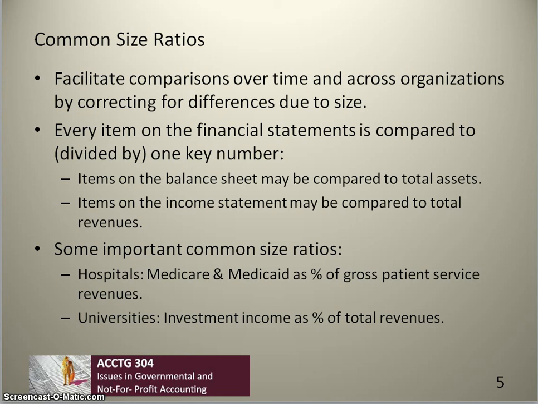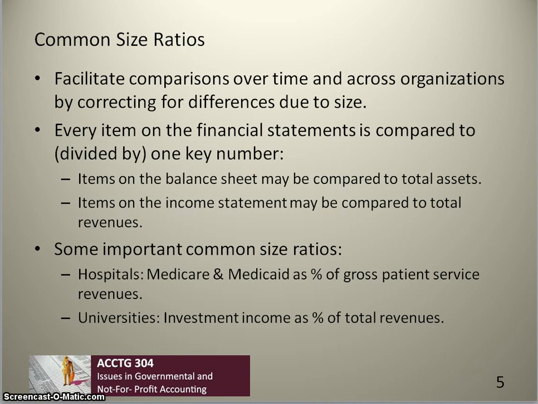In calculating a common size ratio, every item on the financial statement is compared to or divided by one key number from the statements. So for example, items on the balance sheet may be compared to total assets. Items on the income statement may be compared to total revenues.